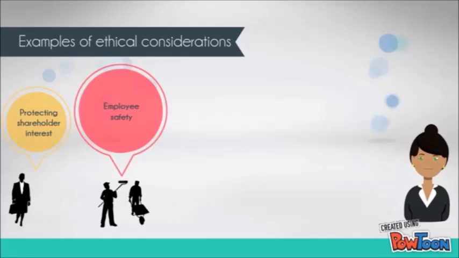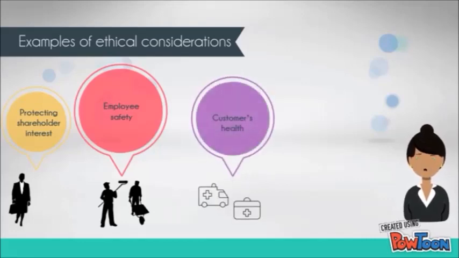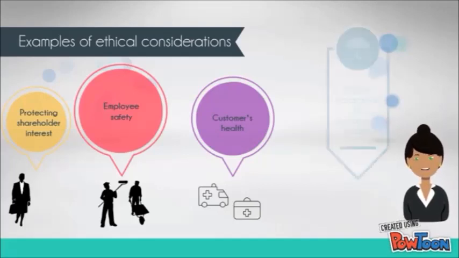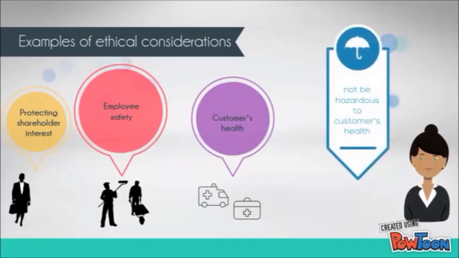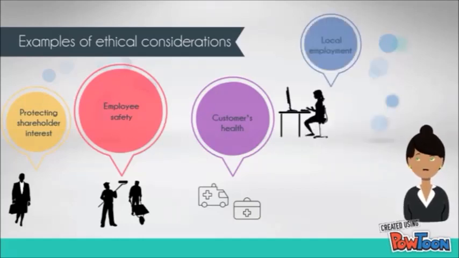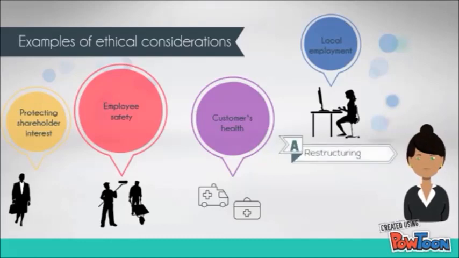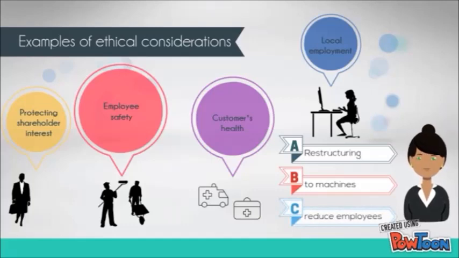The next one is the customer's health. This normally involves making sure that the output of the capital investment decisions will not be dangerous to customers' health. The last example is local employment. Restructuring a production facility to automate manufacturing activities will drastically reduce the number of employees.